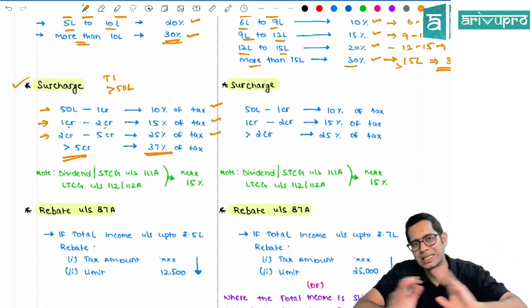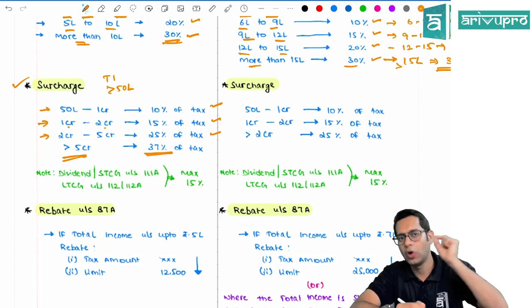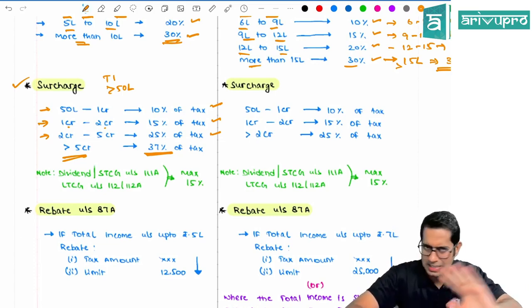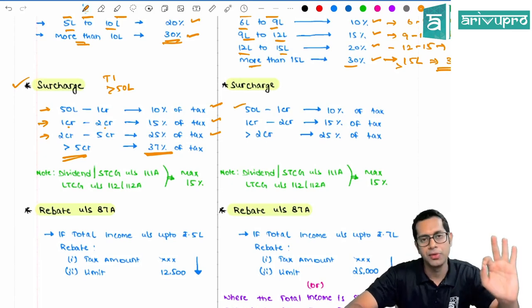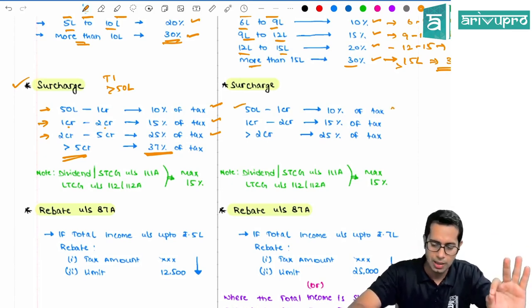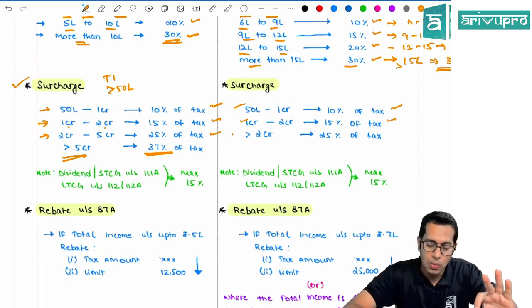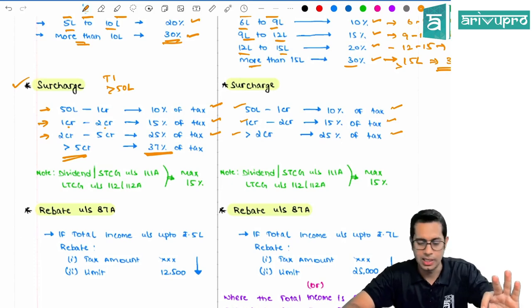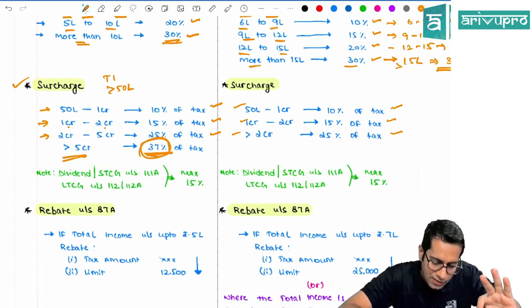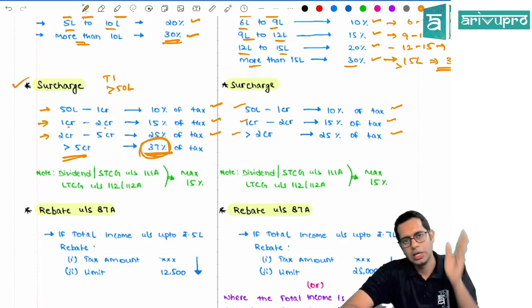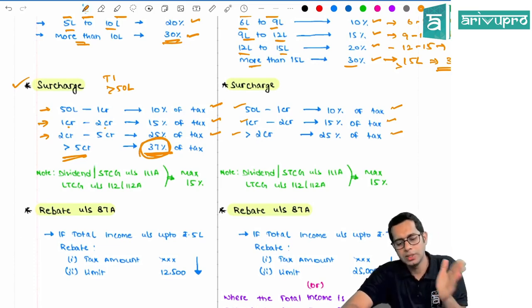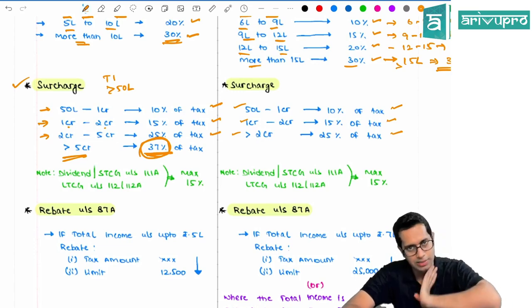Now, what is the surcharge under default regime or under 115BAC? It is the same. If your income is from 50 lakhs to 1 crore, 10%. 1 crore to 2 crores, 15%. More than 2 crores, 25%. Here, we don't have this 37% criteria. So if your total income is more than 2 crores, you have to pay 25% surcharge on the tax amount.